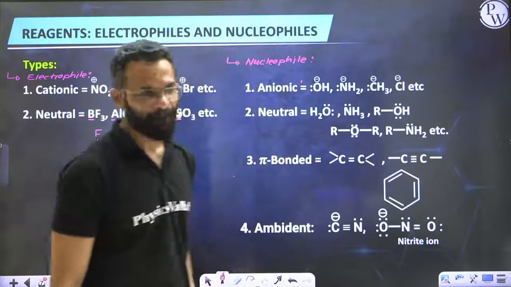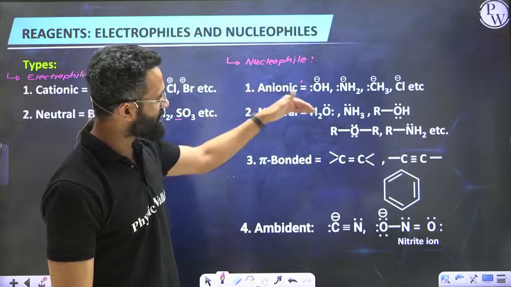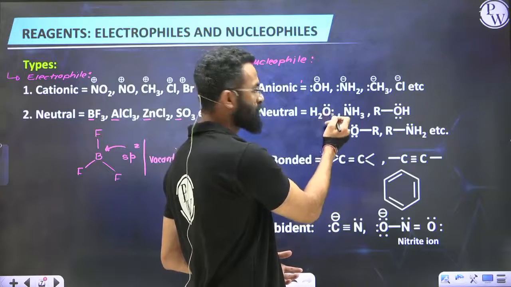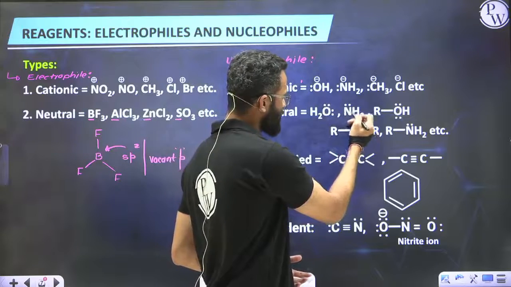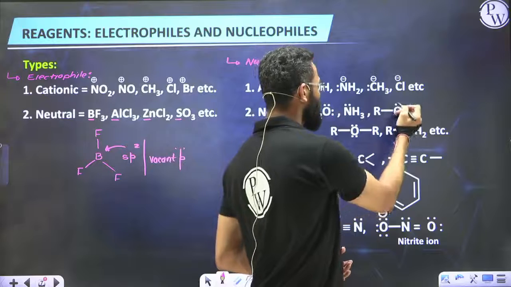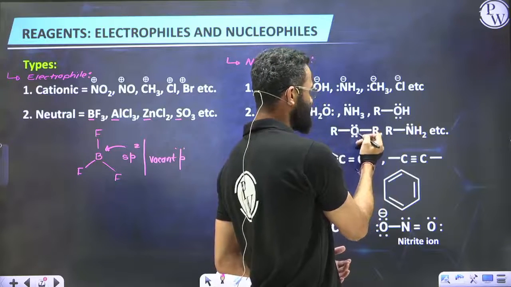Right, everyone? Well, other than anionic, look at several examples. Like we have water, where oxygen carries 2 lone pairs. We have ammonia, nitrogen carrying 1 lone pair. Alcohol, with oxygen carrying 2 lone pairs. Ether, carrying electron rich oxygen.